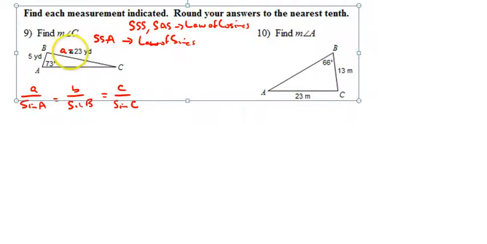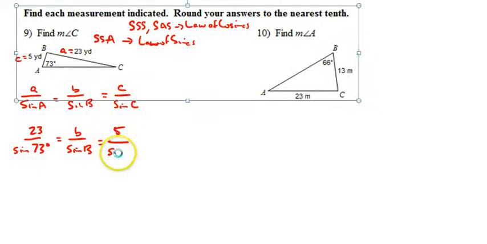This side is little a because it's opposite angle A. This side is c because it's opposite big C. This is angle A right here. So if I put in what I know, 23 is a, and the sine of angle A is 73 degrees, equals b over sine B, and I don't know little b or angle B. I know c is 5, and sine of C. Well, I'm looking for angle C right here. It says find the measure of angle C. I don't even need this.